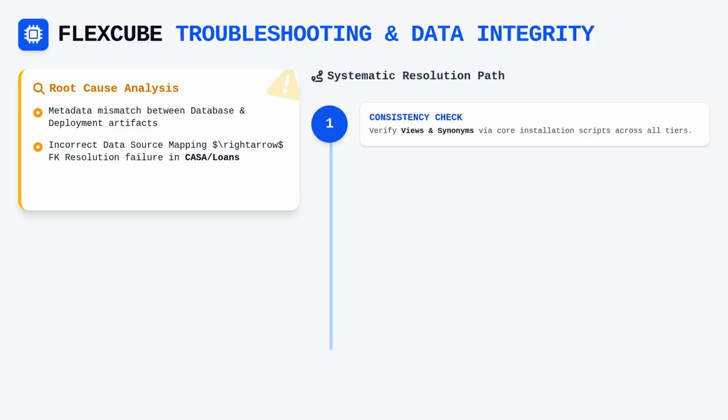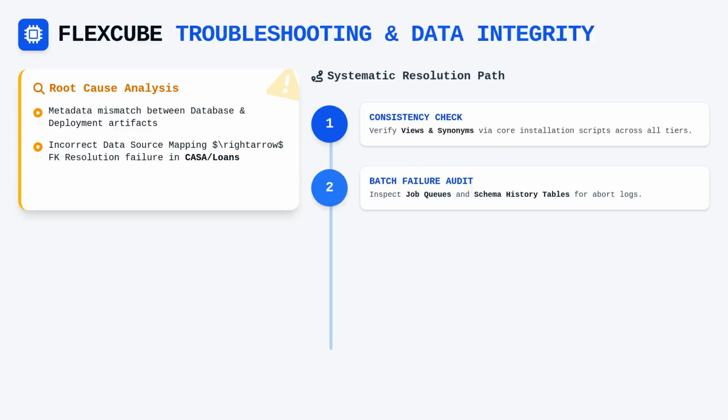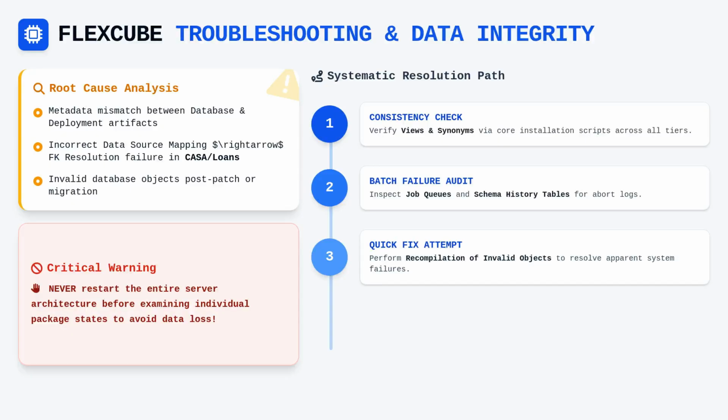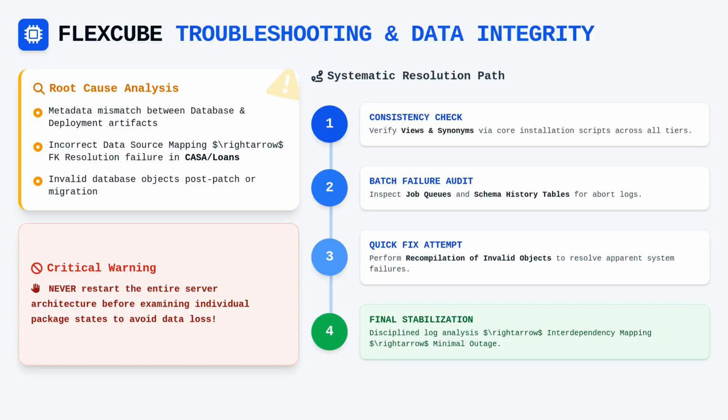If you encounter an abort during a batch process, specifically look at the status of the job queues and the specific error logs stored in the schema history tables. Often, a simple recompilation of invalid objects can resolve what appears to be a major system failure, especially following a patch deployment or a version migration. Never jump to restarting the entire server architecture without first examining the individual package state, as this can lead to unnecessary downtime and loss of transactional data. By maintaining a disciplined approach to reading system logs and understanding the interdependencies of the database objects, you effectively minimize the risk of prolonged outages in your banking environment.